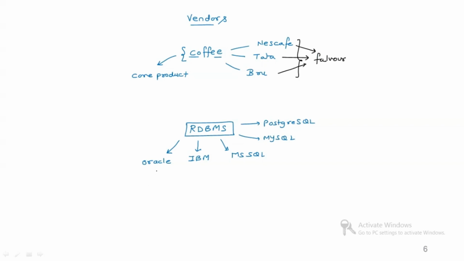Similarly, in all these vendors who are providing RDBMS as a technology, you will find differences in their user interface, which is the client. Oracle will have a different client, IBM will have a different client, MS SQL will have a different client. For MS SQL, it is known as Management Studio. For MySQL, it is known as the MySQL Workbench. Then for Postgre, it is a different client. So you will find a difference in client.